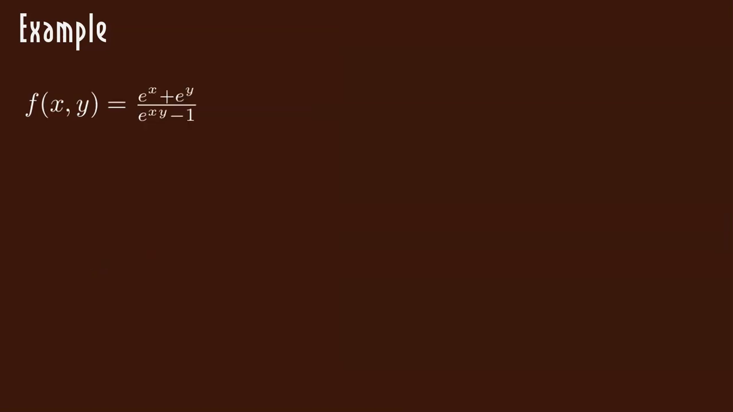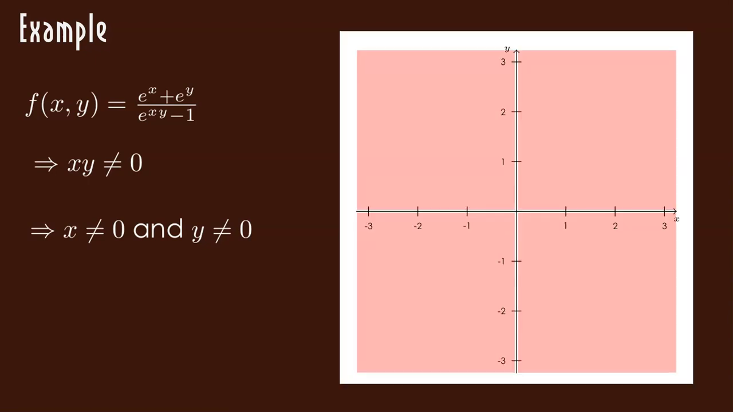What about this one? I have e to the x plus e to the y over e to the xy minus 1. I can't have 0 on the bottom, which means e to the xy can't be 1, which means xy can't be 0. So neither x nor y can be 0. So if I graph this, it's pretty dorky. You just basically whited out the two axes. This function is going to be continuous everywhere on its domain. So everywhere except the two axes.